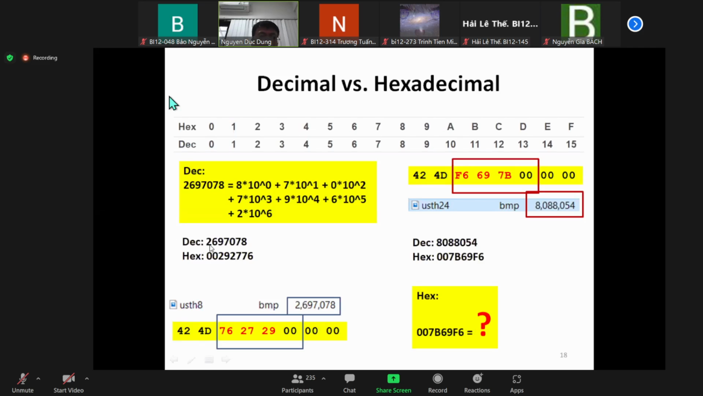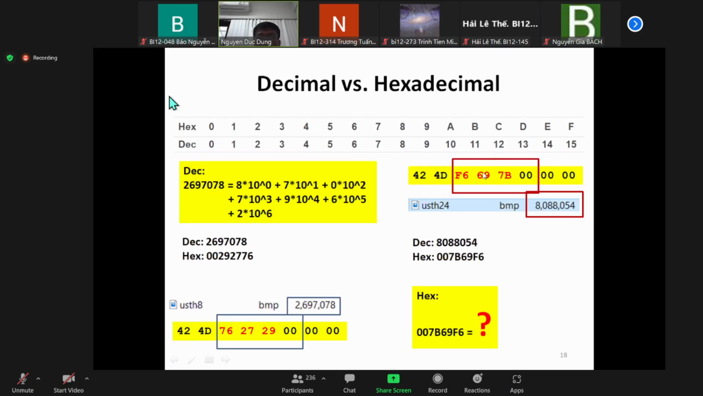So this number, 26,97079, is the size of the file, and the number is written on our hard disk. This number is the size of this file, and the number stored in our hard disk, 00 29 27 76 00 29, are the same. It means that they represent the same number, the size of this file.